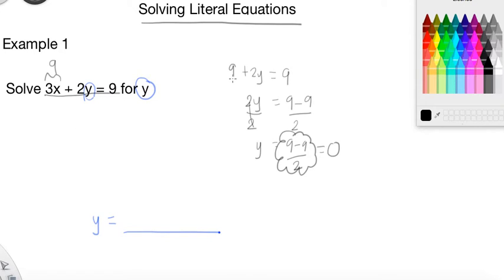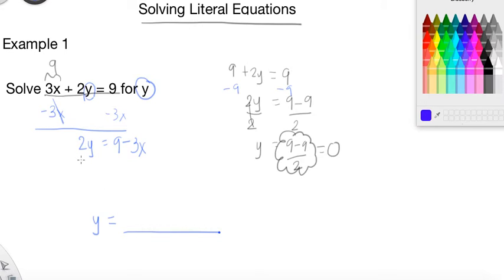So the first thing I'm going to do, as you can see over here, what we did was subtract our 9 from both sides. So that's exactly what I'm going to do here, except in our case, our 9 is the 3x. So I'm going to get rid of the 3x. And I'm going to have now 2y equals 9 minus 3x. Okay, over here we had 9 minus 9. Here we have 9 minus 3x.